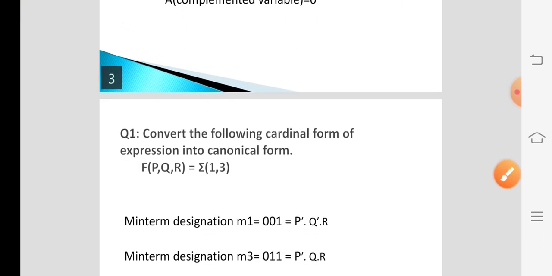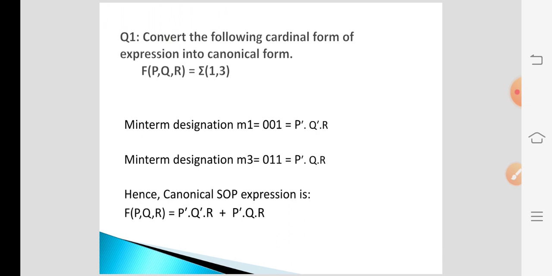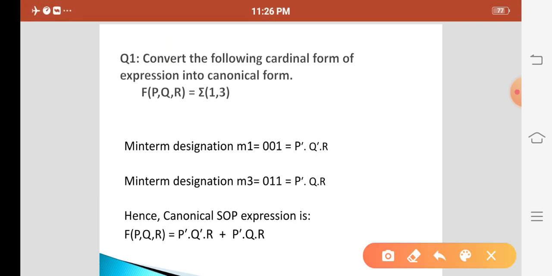Now next, one question on the basis of it, a question that can come in your exam: convert the following cardinal form of expression into canonical form. Now we have discussed two types of Boolean expressions, cardinal expressions and canonical expressions. Cardinal expression is when we use sigma notation, right? Now if we have a question, f defined on three variables p q r is equal to sigma 1 comma 3. So this is an example of a cardinal SOP expression. This is not cardinal POS, this is SOP.